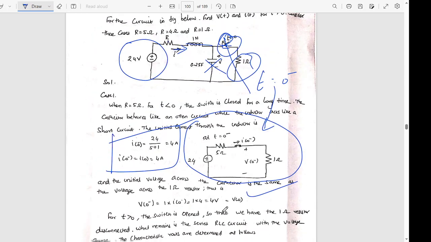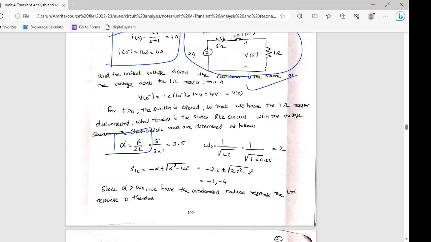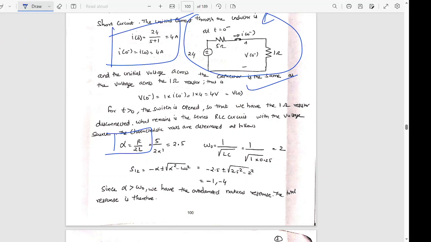Okay, 0.25 farad. So find out what is alpha. Alpha equal to R by 2L. Okay, for series RLC it is R by 2L. Just check the formula for parallel RLC, it is different. So omega naught equal to 1 by root LC. Substitute R and L, we will get 2.5, substitute L and C, we will get 2. So you can see alpha is greater than omega naught. It is the overdamped case.